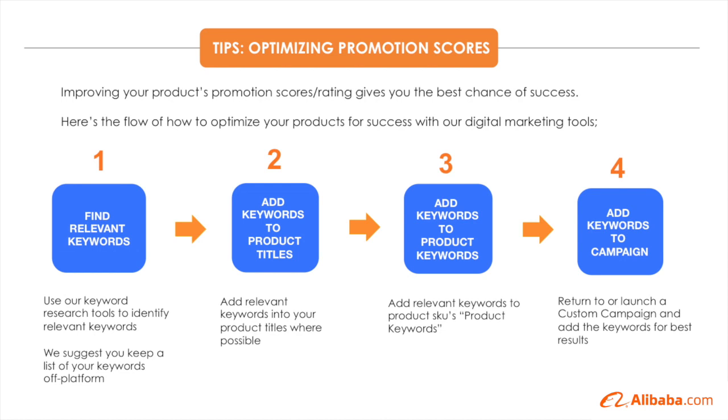Now, promotion scores are very important, and it's a good idea to set these up properly before you start. What you want to do is first find relevant keywords to your products, and we'll go through how to do that in a second. Once you've found some relevant keywords, and you may have these from other digital campaigns off platform, such as Google or Amazon already, you can use those keywords to then put back into your product titles and the product keyword sections of each of your products. Finally, you want to add these keywords to each of your campaigns so you have the best chance at linking your products to those buyer search keyword terms.